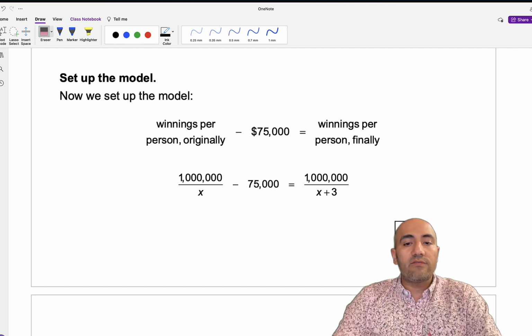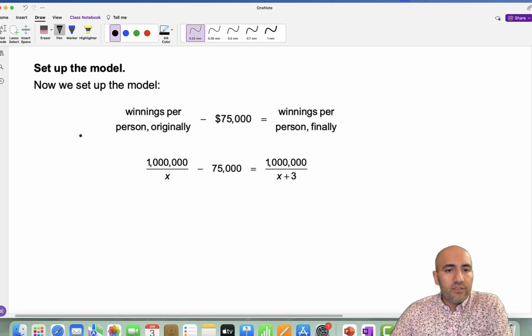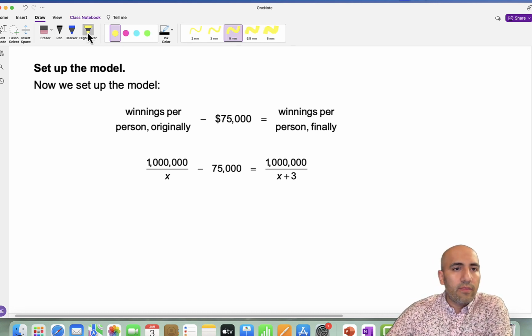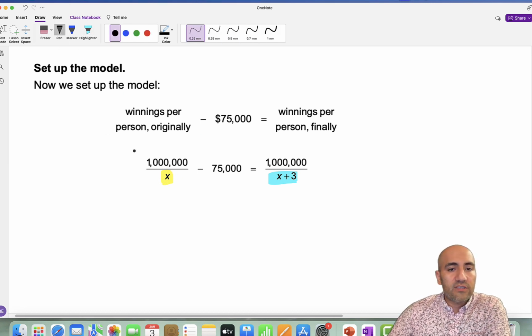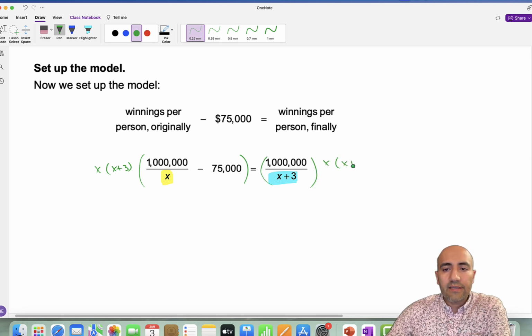Okay, so now we have ourselves an equation. Now to solve this one, I'm going to point out that this fraction has an x in the denominator. This fraction has an x plus 3 in the denominator. So I'm going to multiply both sides of the equal sign by x times x plus 3, and that'll get rid of all our fractions. That's a good first step. So I'm going to multiply this whole thing by x times x plus 3. Multiply this whole thing by x times x plus 3.